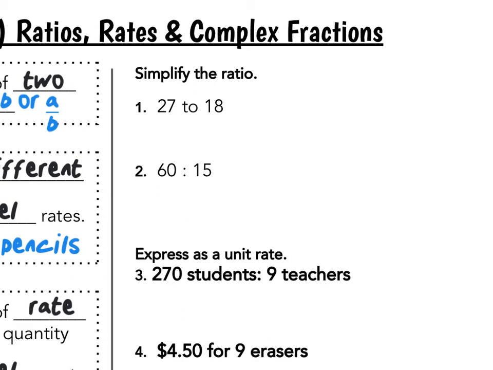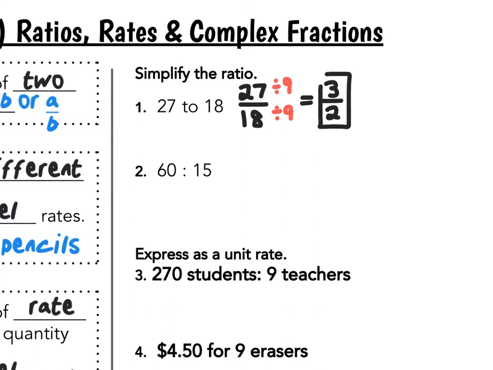Now let's take a look at the upper right, where problems 1 and 2 say simplify the ratio. Here we have 27 to 18. For this ratio, you always want to put the first number on top. I like to write them as fractions, and the second number goes on the bottom. Then you look to see what can be divided into 27 and 18. Those are both divisible by 9. You could have used 3 also, but 9 is bigger. So I'm going to divide by 9, and now my ratio is 3 to 2. This is your answer.